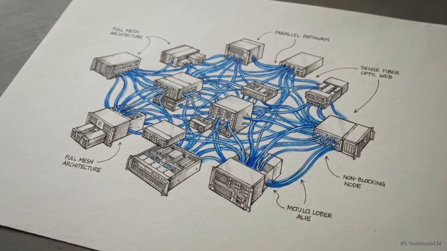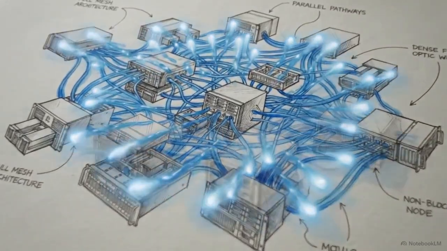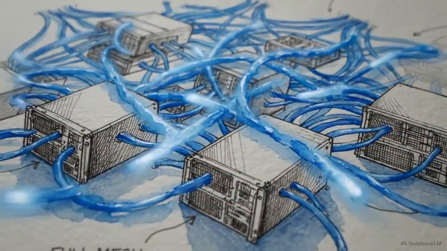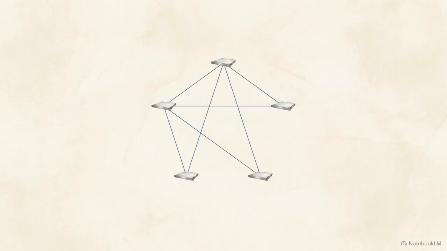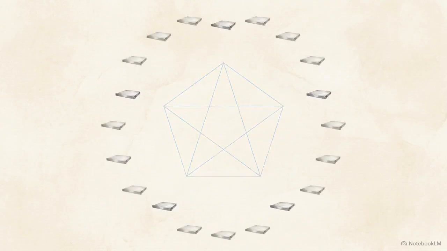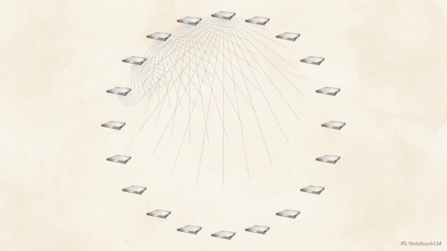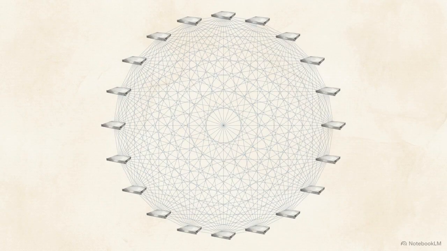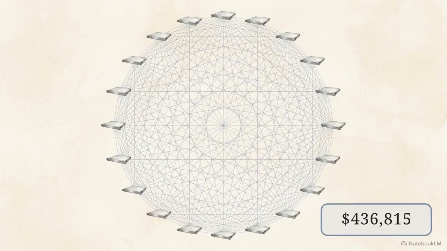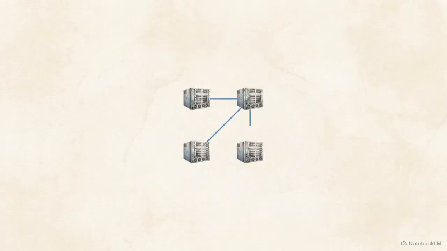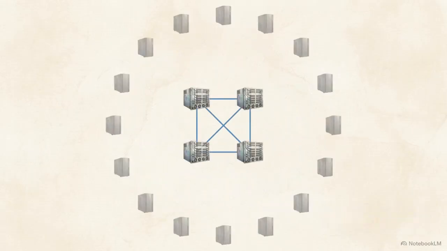To strip away that single point of failure, you have to build extreme physical redundancy. In a full mesh topology, every single node connects directly via its own dedicated link to every other node on the network. But full mesh encounters a brutal mathematical barrier. The number of physical links required increases exponentially with each device you add. Connecting 20 nodes requires nearly 200 separate cables. The required hardware ports and capital expenditure quickly scale out of control.